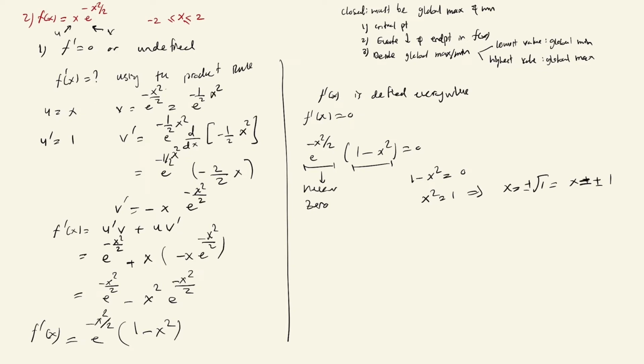Notice now our critical points, which are 1 and minus 1, are in the interval that is from minus 2 to 2. Therefore, these are our critical points. Now for 3, actually this is for 2. What we're going to do is evaluate our critical points 1 and minus 1 and our endpoints minus 2 and 2 in the given function f of x.